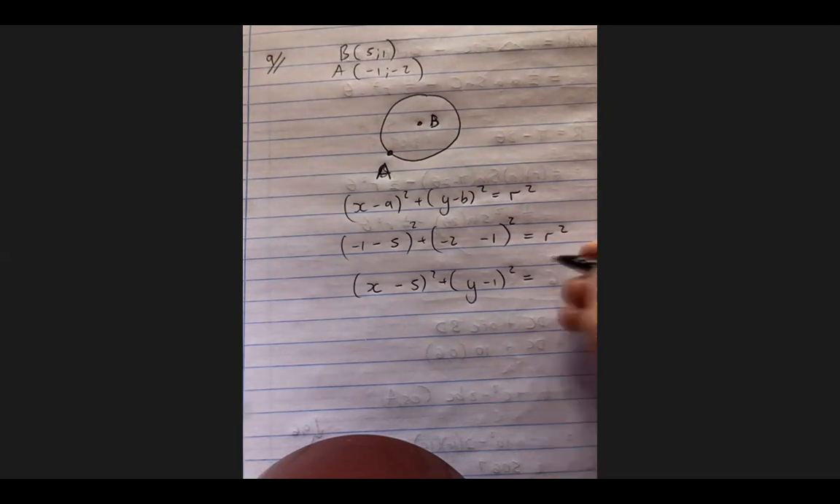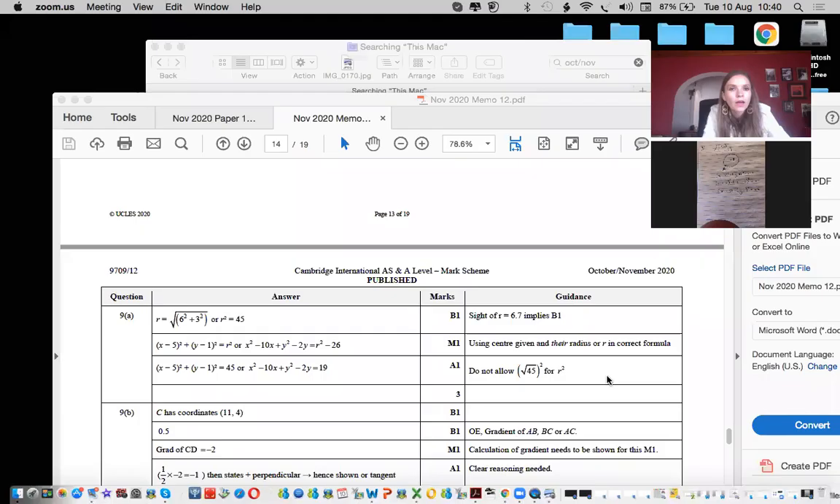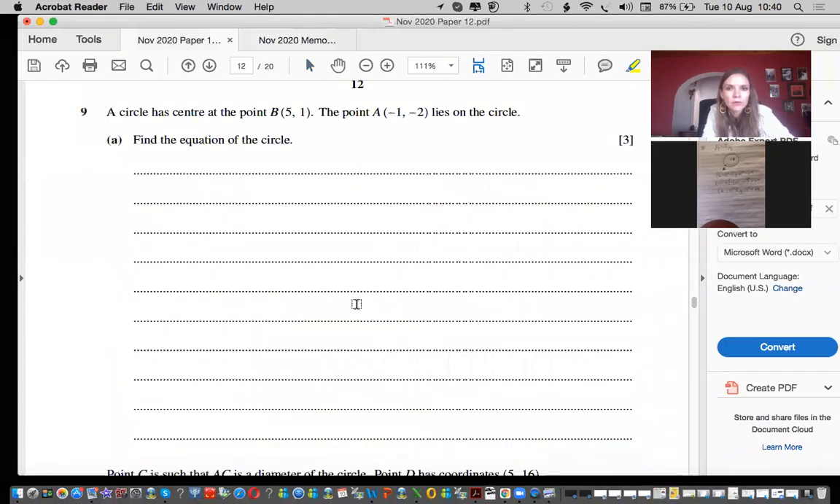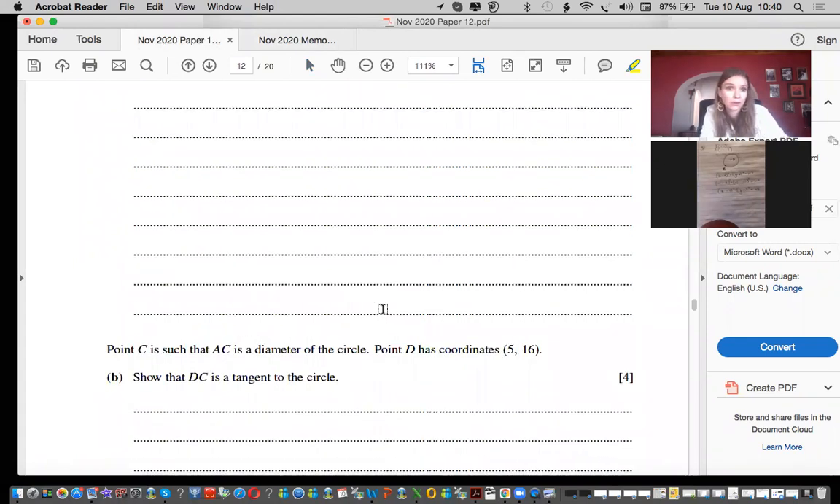45, sorry, 45 was r squared. Just remember, I'm not really interested in what r was. I'm interested in r squared. So I'm just subbing that in for now. Okay. You'll get all your marks, by the way. This will be 3 marks for basically doing the distance formula.